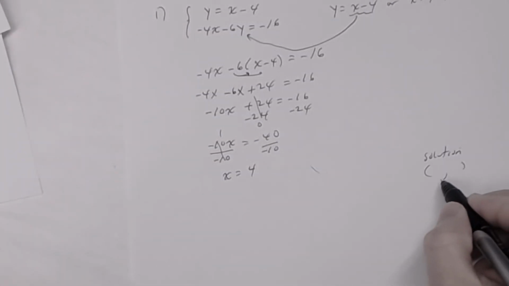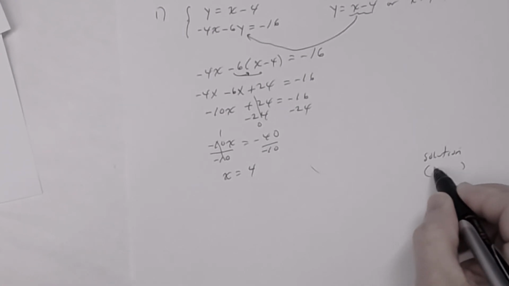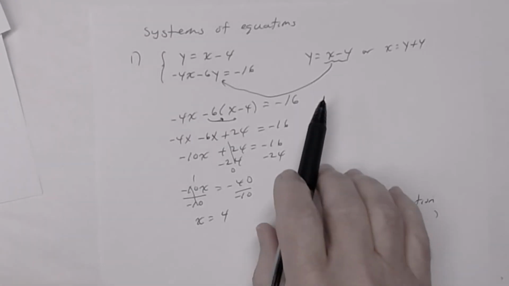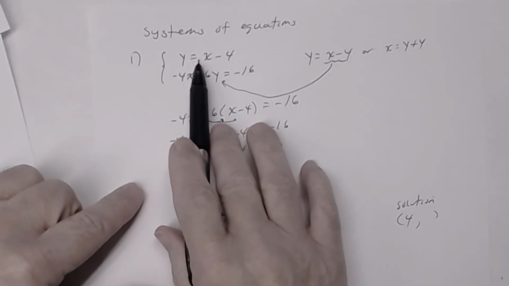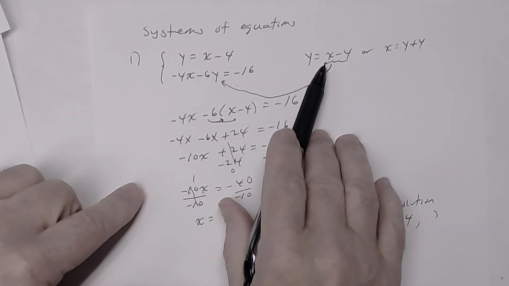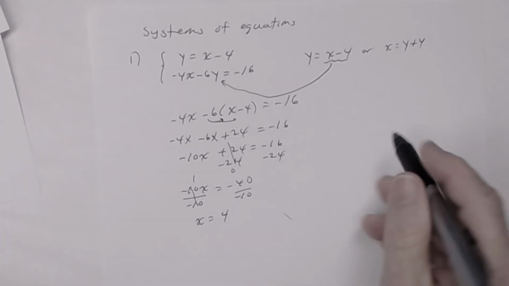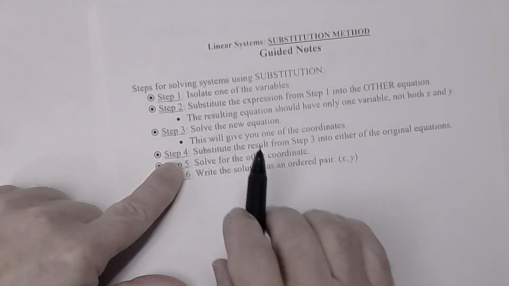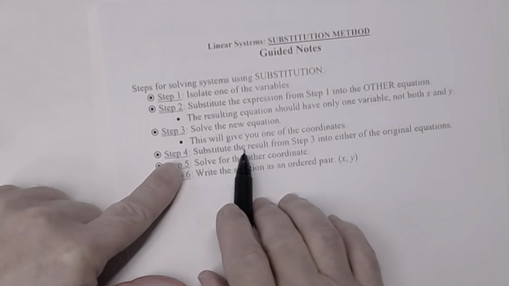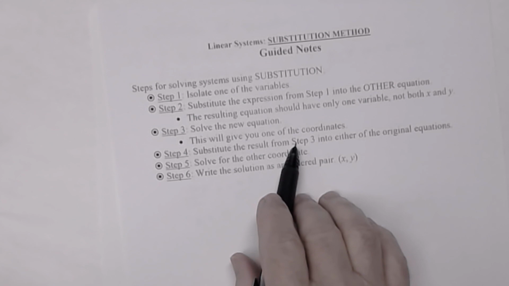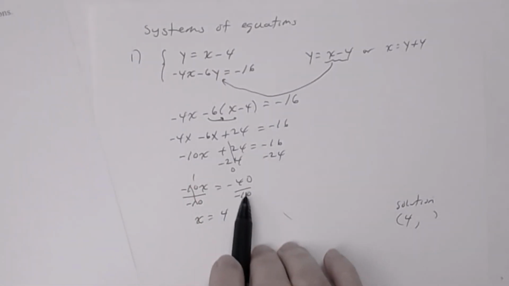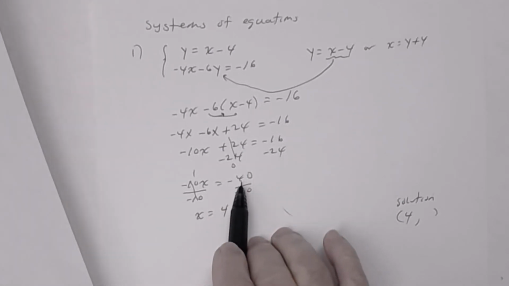So far I know that my x coordinate is 4. Then I'm going to solve for y. Right here, y is already by itself, so it's pretty easy to solve for y. So we did step 3, which was to solve the new equation. All this work is step 3.